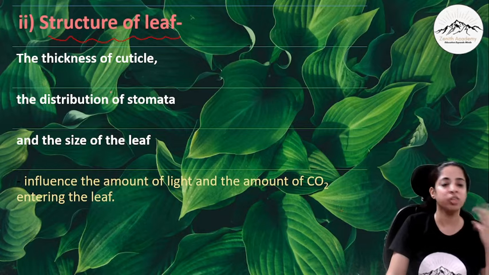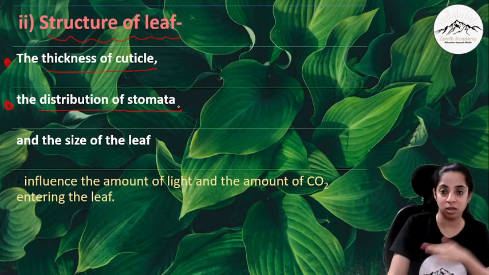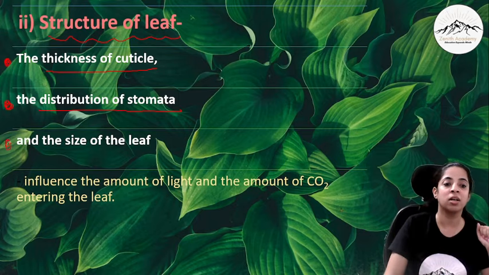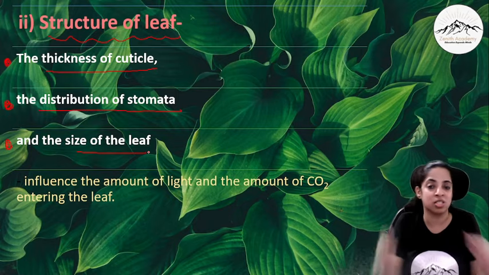Okay, so there are three things that play important role. The thickness of the cuticle, cuticle कितना thick है. Second is distribution of stomata, कितने ज़्यादा stomata है lower epidermis में. And third is the size of the leaf. If the size of the leaf is small, the surface area is small, less photosynthesis will happen.